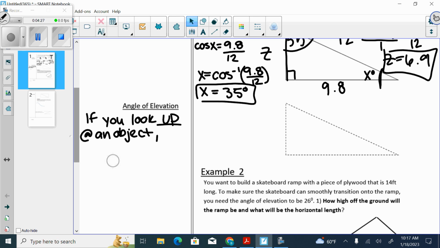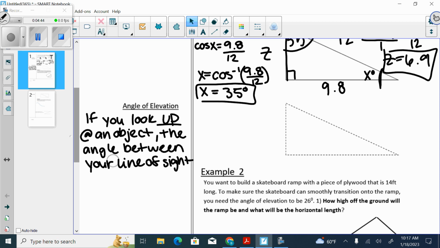All right, so if you look up at an object, the angle between what we call your line of sight and some horizontal line, which if you're looking up at something, you're probably standing on the ground, is what we call the angle of elevation.